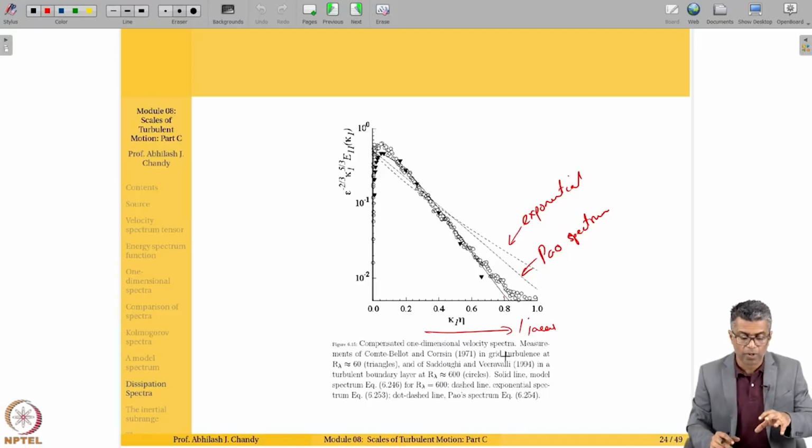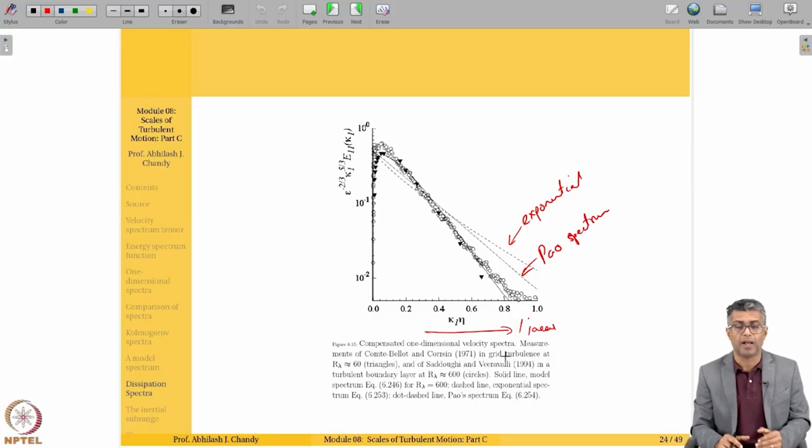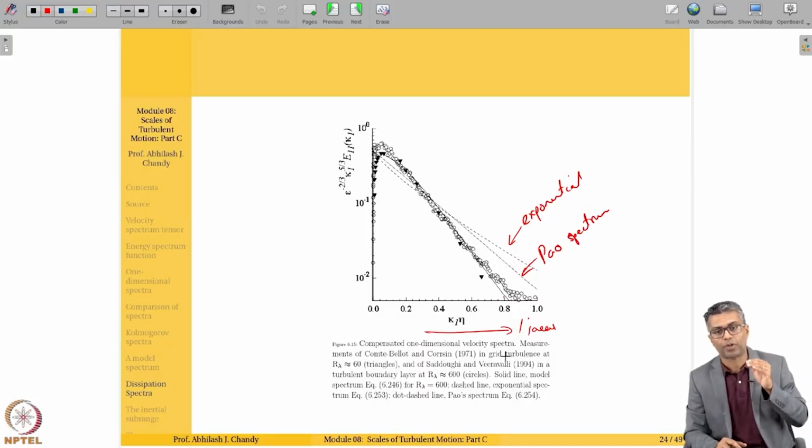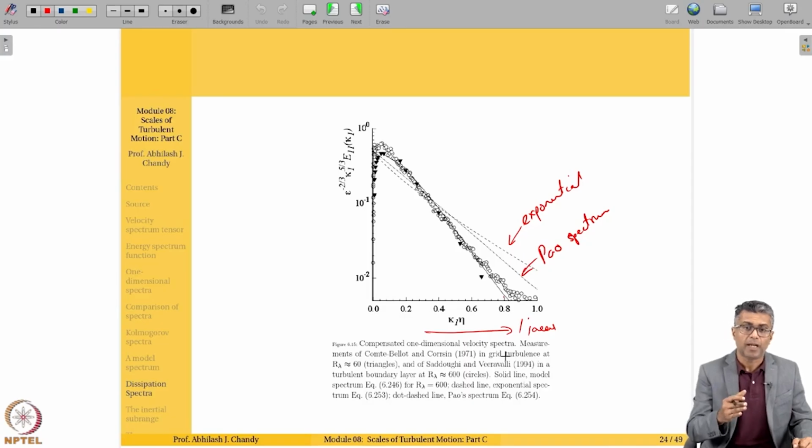So your energy containing range is not really visible from this plot, right? It's there, in terms of the experimental results and the model spectrum. But by putting this on a linear scale and by compensating the 1D spectrum, what you have done is you have enhanced the dissipation range. And there's a reason for doing that. We can make some observations here. For one, you can see that the overlap of the data set onto the model spectrum is clear, right? And if you look at the exponential spectrum and the power spectrum, they don't match as well.